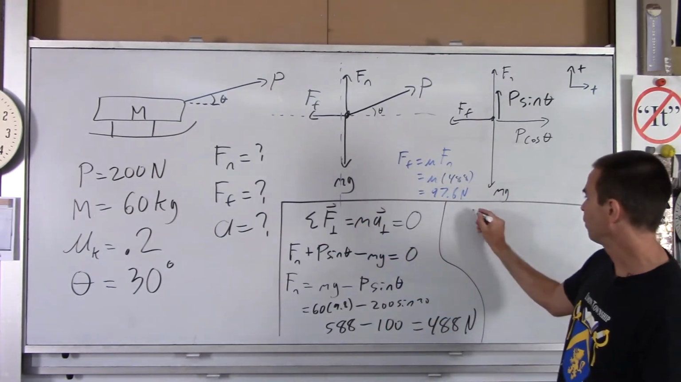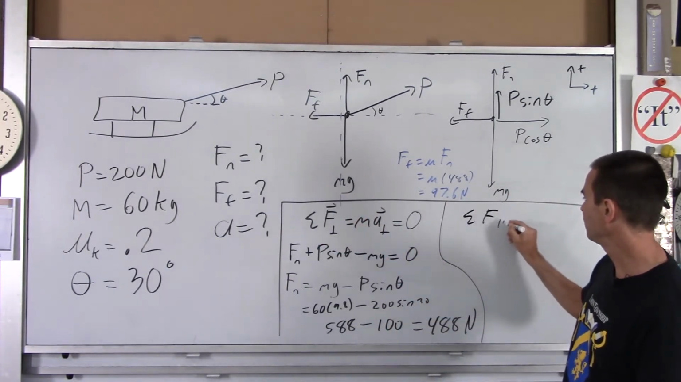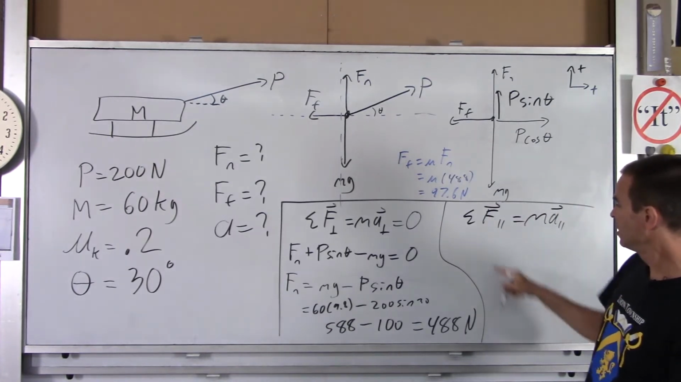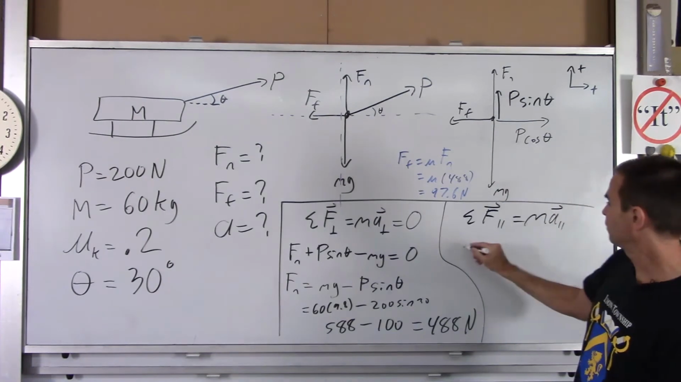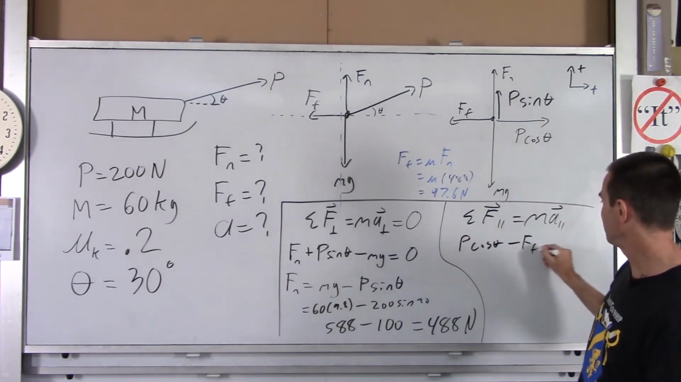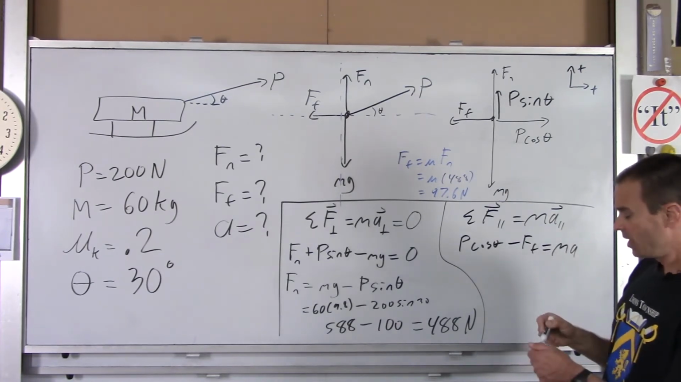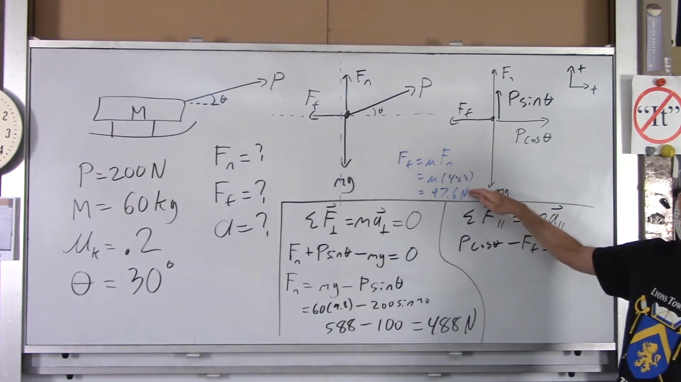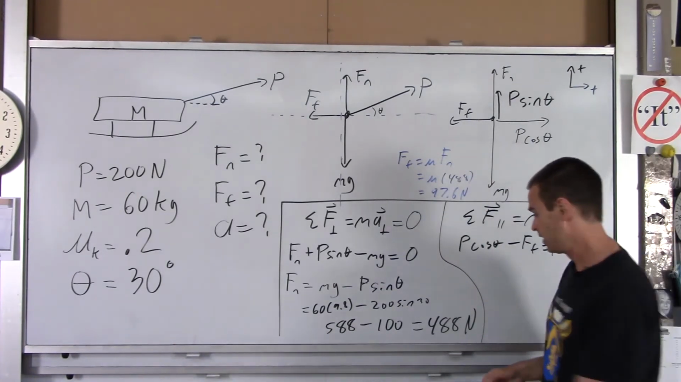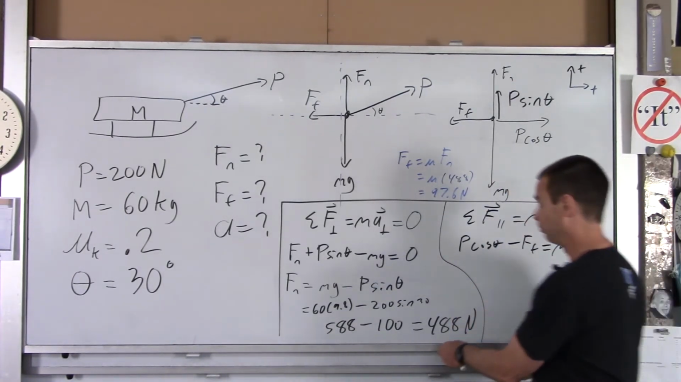So we're going to do net force parallel to the motion direction equals m a parallel. We said right is positive, so we've got P cosine theta minus ff equals ma. Now, I know this number is 97.6, but I'm not going to put that in here yet, and I'm going to show you why in a minute. So I'm going to continue this on the next board.